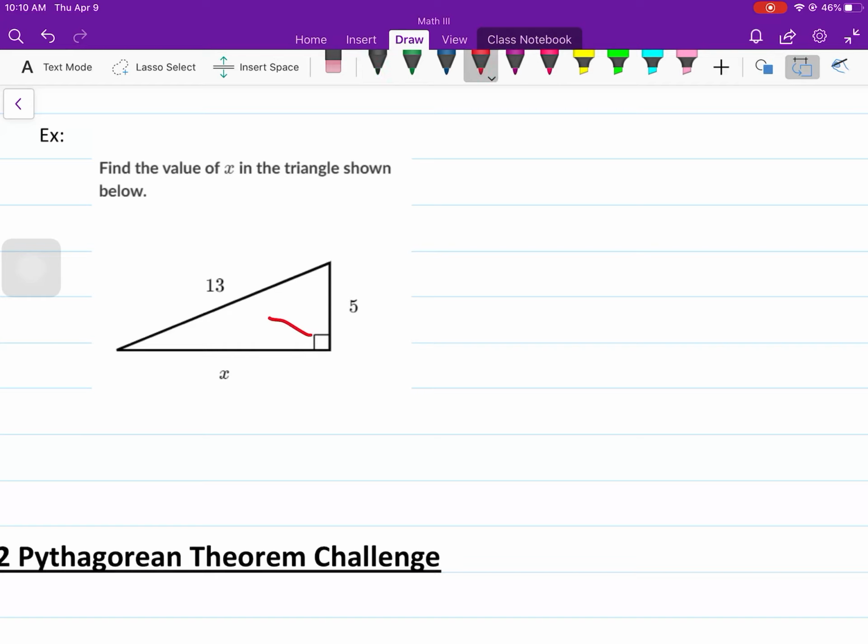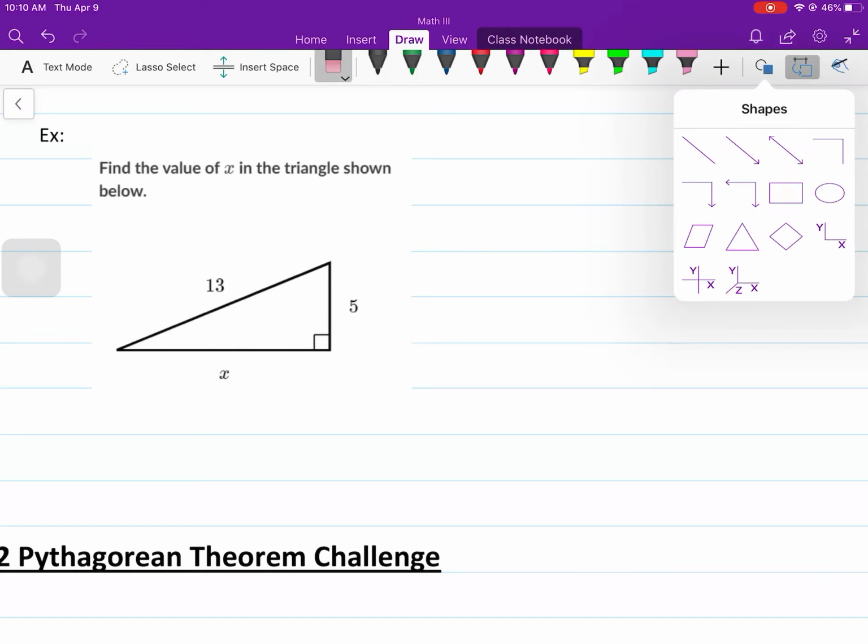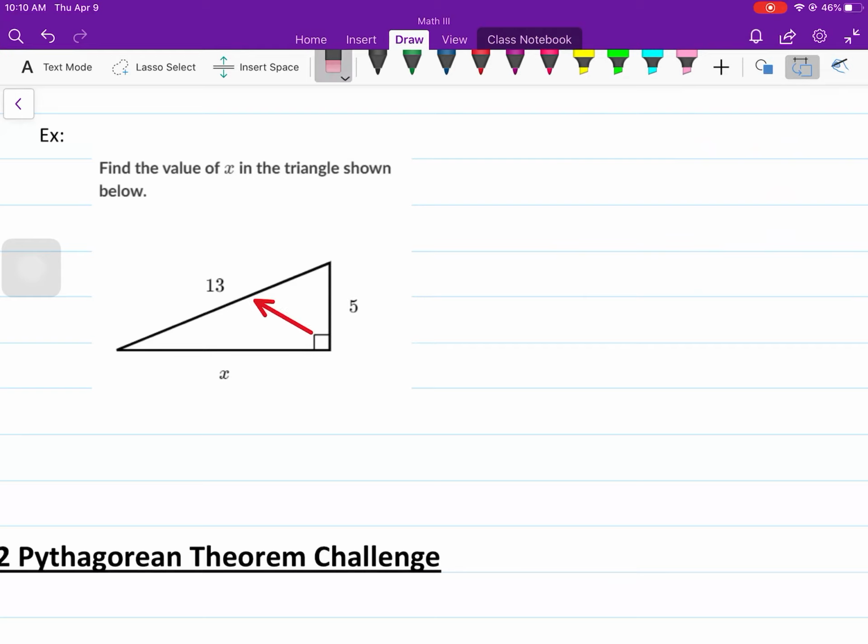So here our hypotenuse is 13. So since our hypotenuse is 13, with our a squared plus b squared equals c squared, I always start with the hypotenuse, just a little bit easier that way. So the hypotenuse is 13, just to make sure you get that. And then A, it doesn't matter. We can go with X or we can go with 5. And then B, since I went with X for A, we'll put B as 5.